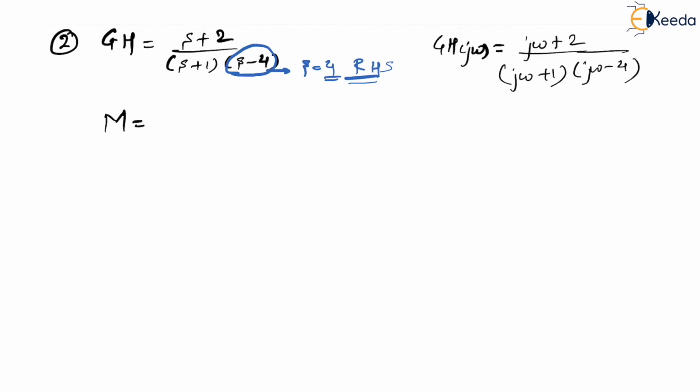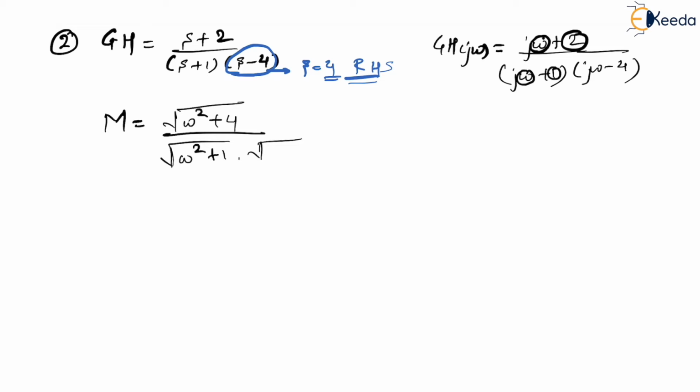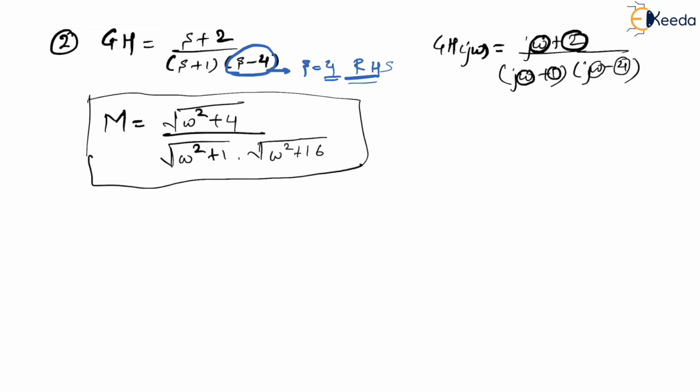So what is magnitude? Magnitude is going to be what? If you see, this is the real part and this is the imaginary part, so you get magnitude to be equal to under root of omega squared plus 4, divided by, again this is the real part and this is the imaginary part omega, so you get under root of omega squared plus 1, multiplied by, again you get under root of 4 squared and omega squared, because 4 is the real part and omega is the imaginary part, so you get this one as omega squared plus 16. Is that correct? This is the magnitude expression we have got.